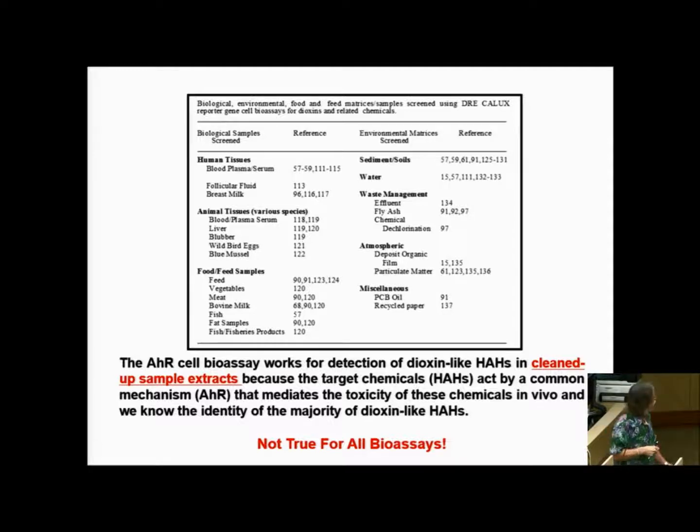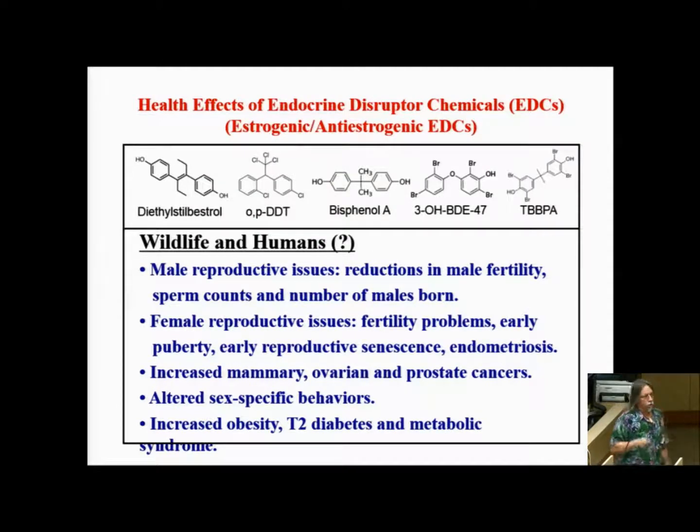So as I mentioned, there are other bioassays that are more open-ended. They're not targeted to one class of chemicals. The other bioassay I'll mention is that for endocrine disruptors or endocrine active, or in our case, estrogenic or anti-estrogenic chemicals. Right now, we know about chemicals that can activate.